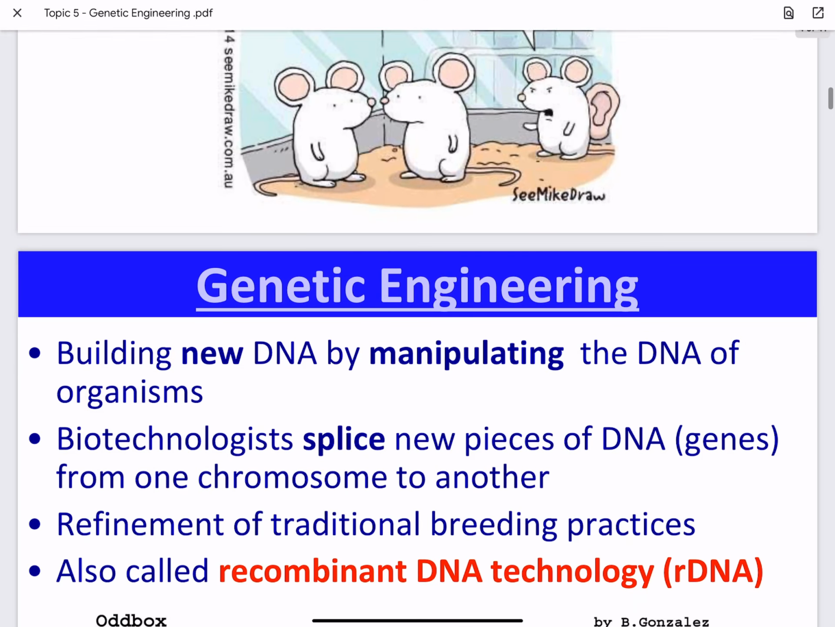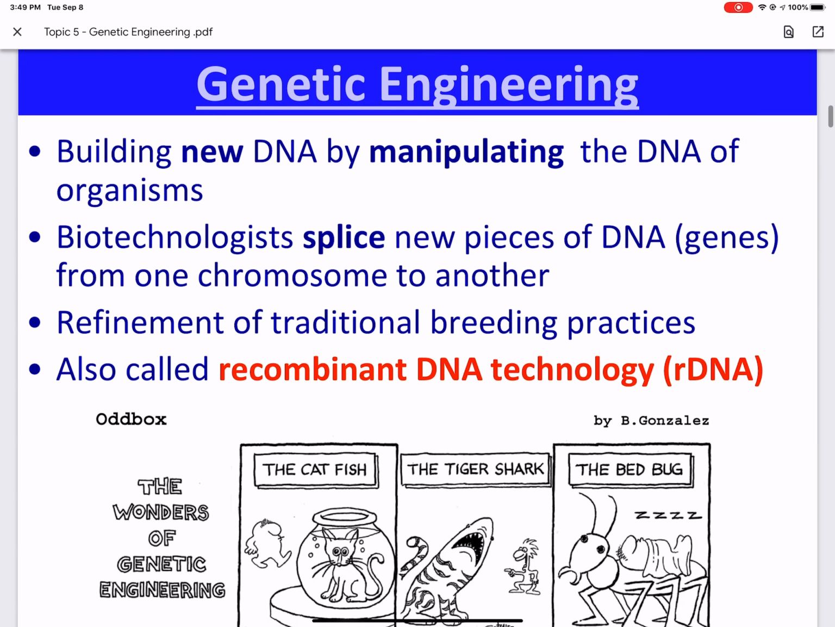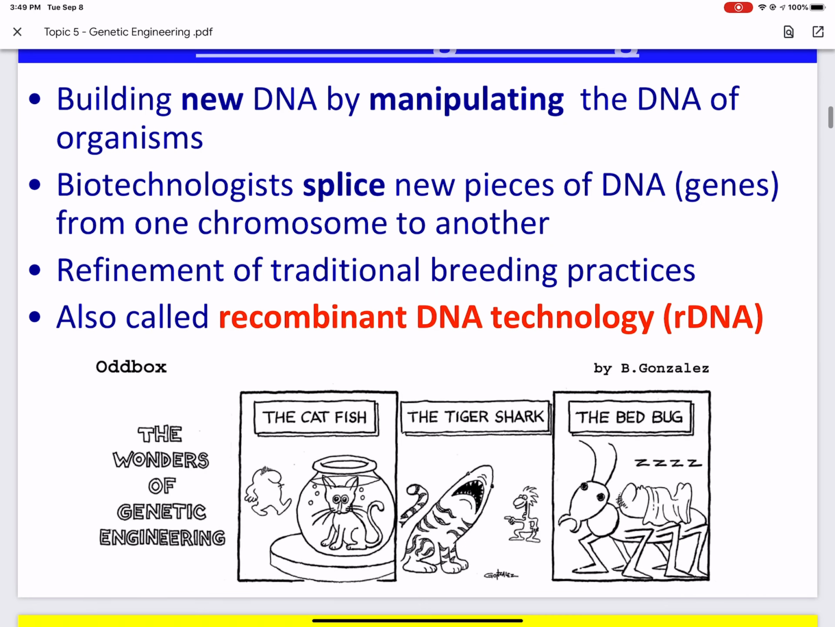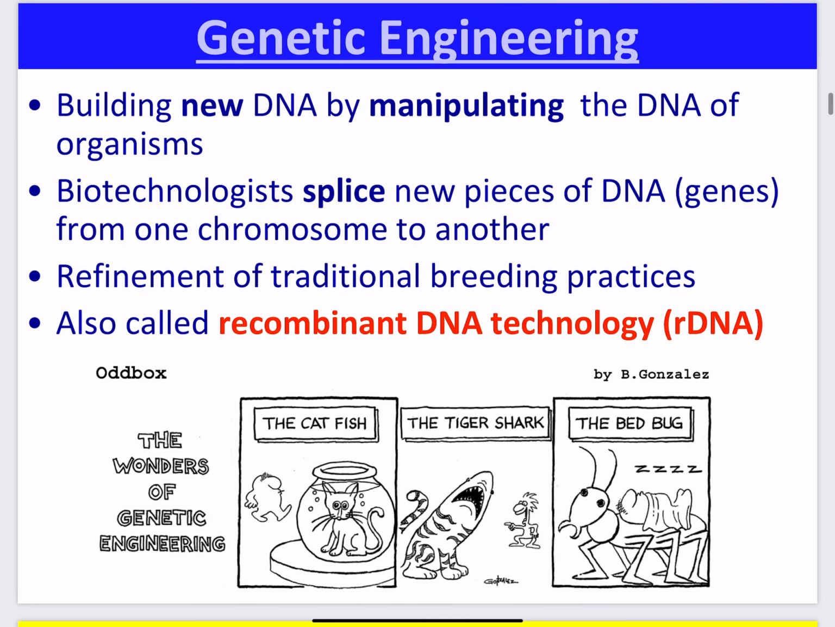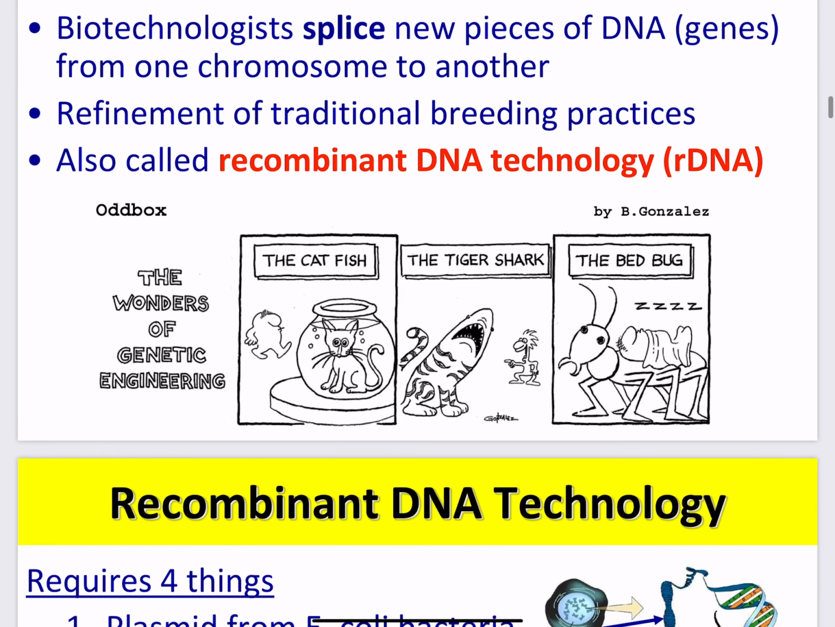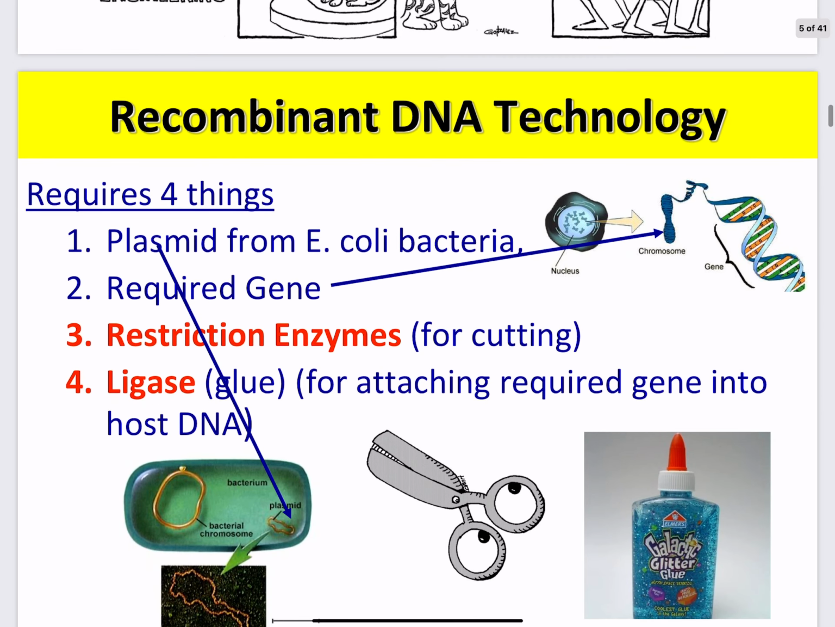So to get started, what is genetic engineering? Well, anytime we change the DNA in a species, we are making a new DNA, which is called recombinant DNA, and that in turn is genetic engineering, and we call that recombinant DNA because it is a new DNA. How do we do this?